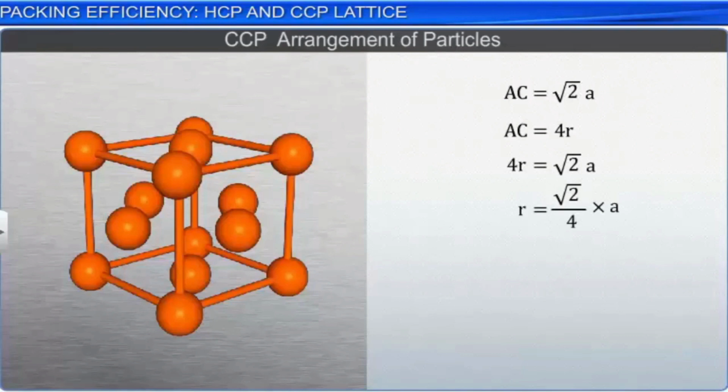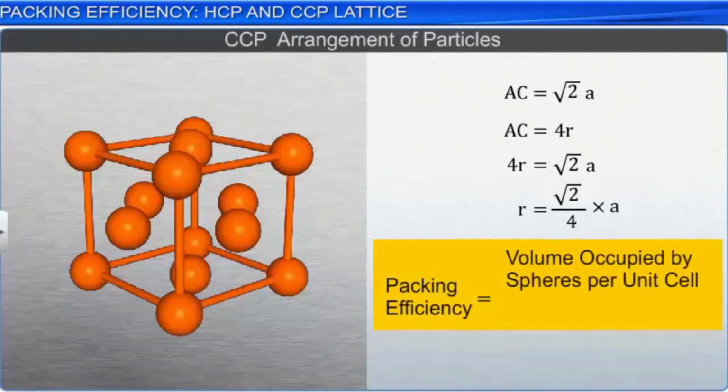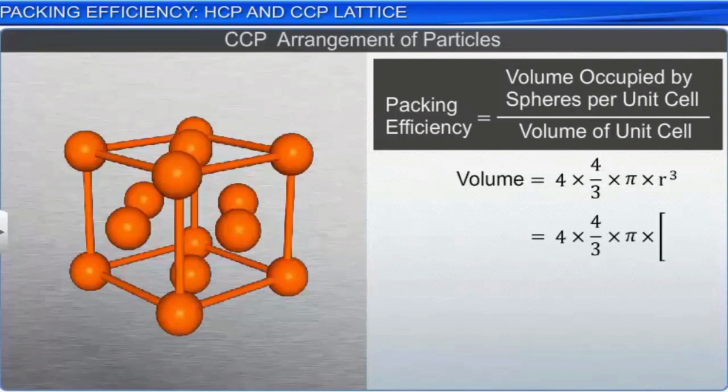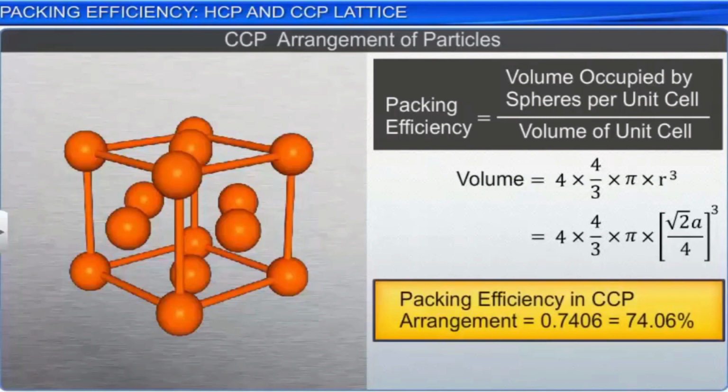Packing efficiency is the ratio of the volume occupied by the spheres per unit cell to the volume of a unit cell. The volume occupied by 4 spheres is given by 4 multiplied by 4 upon 3 multiplied by pi multiplied by R cube. This expression in terms of edge length A is 4 multiplied by 4 upon 3 multiplied by pi multiplied by (root 2A upon 4) whole cube. Hence, the packing efficiency in CCP arrangement is 0.7406, which is equal to 74.06%.